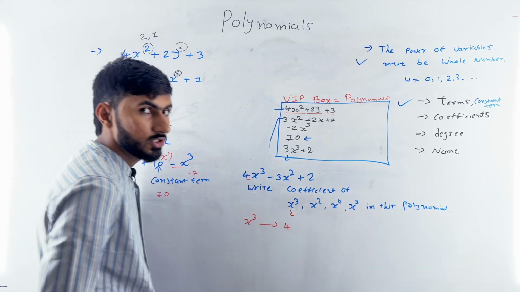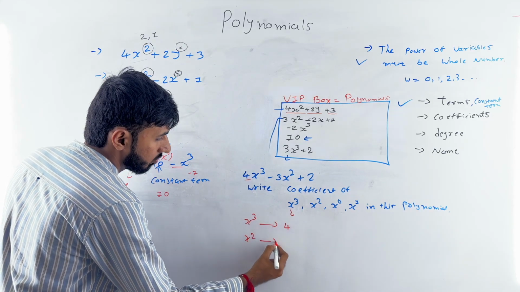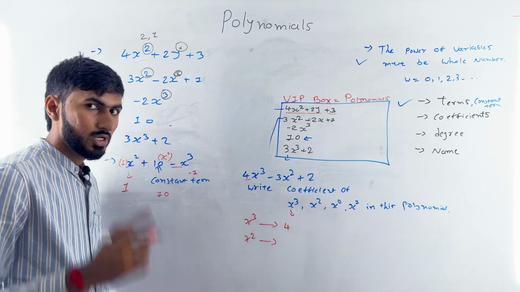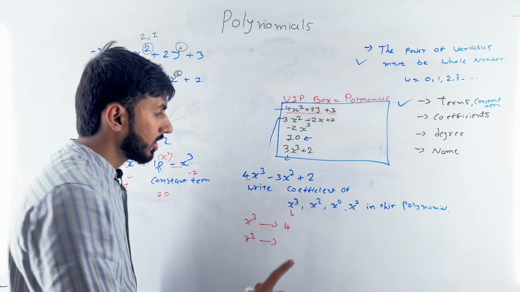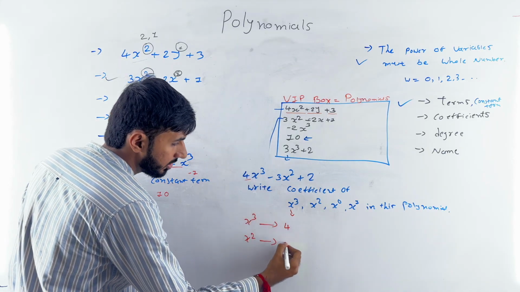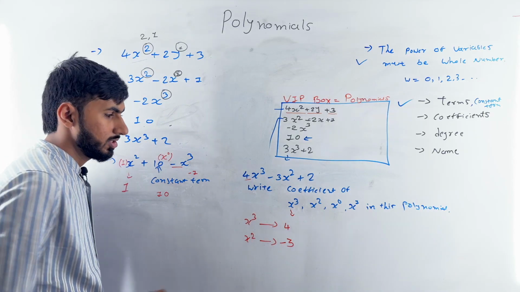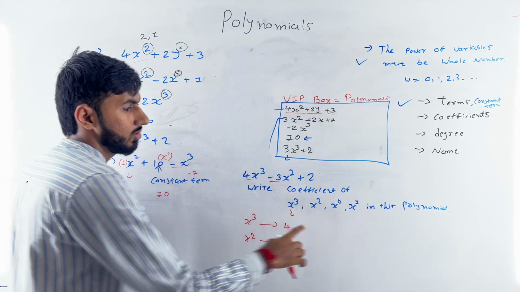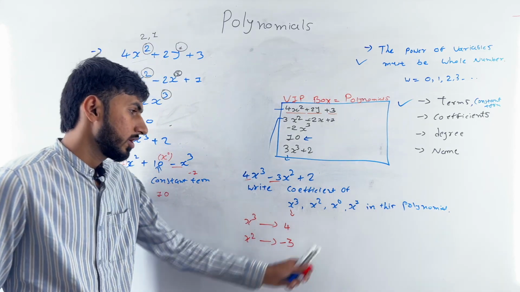Now what will be the coefficient of x square? So I have to identify where is x square. Here is x square. What number is multiplied with x square? Don't forget to take the sign with you. Here my answer will be -3. Simple, right? What is multiplied with x square? -3, right?